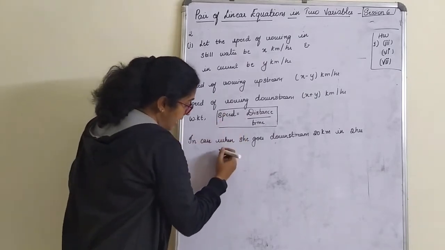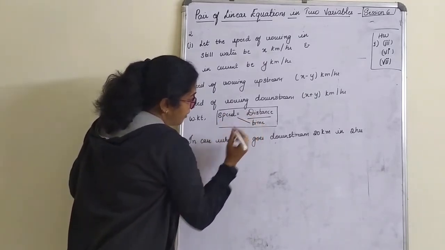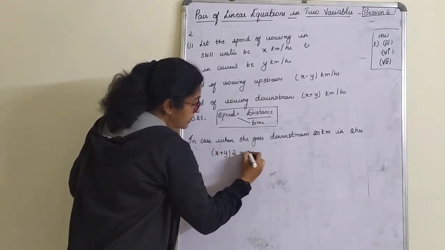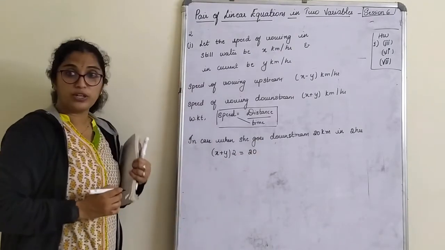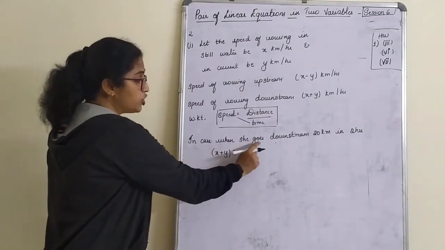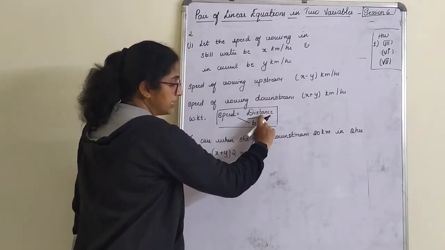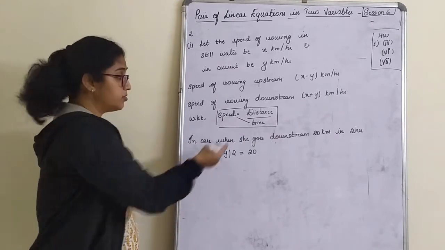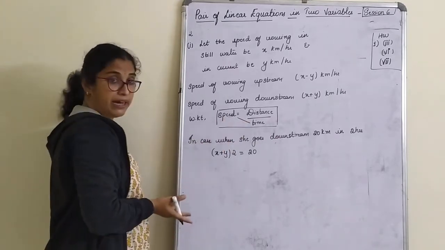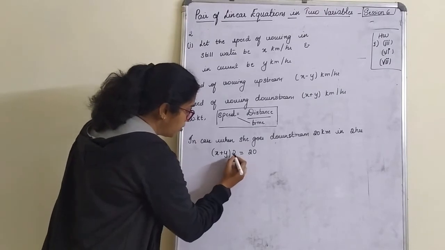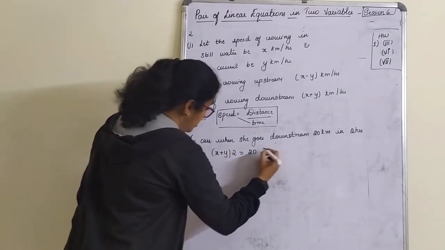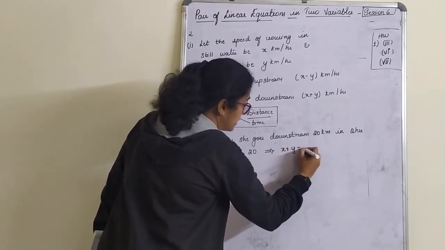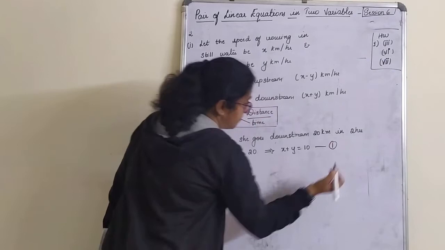So can I write this as speed into time? x plus y into 2 is equal to 20. She goes downstream 20 kilometers distance in 2 hours, where the speed is x plus y. So distance is equal to speed into time. Or you can just bring this 2 down. So this can be written as x plus y is equal to 10, equation 1.